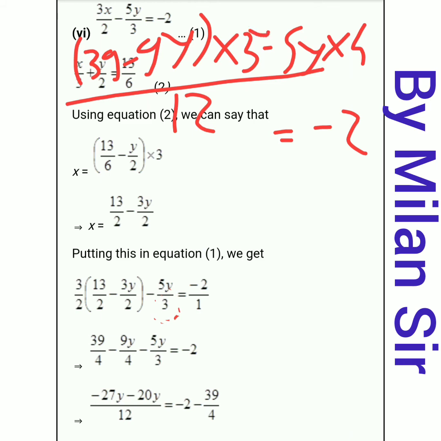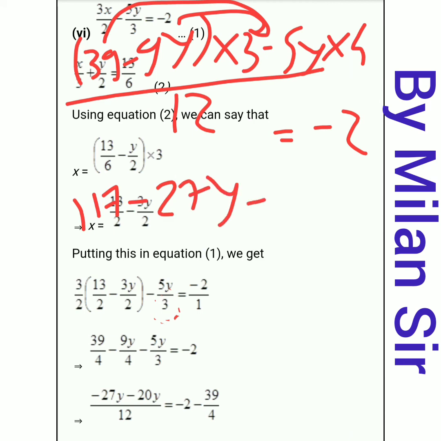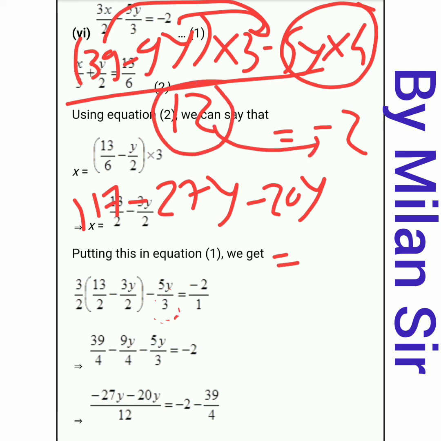Now just multiply this 3 with this bracket. So 39 into 3, it's 117. Then 9 3s are 27y, and here 5y into 4, it's 20y. Now transfer this 12 to the right hand side. It goes to the numerator. So minus 2 into 12, minus 24, right?